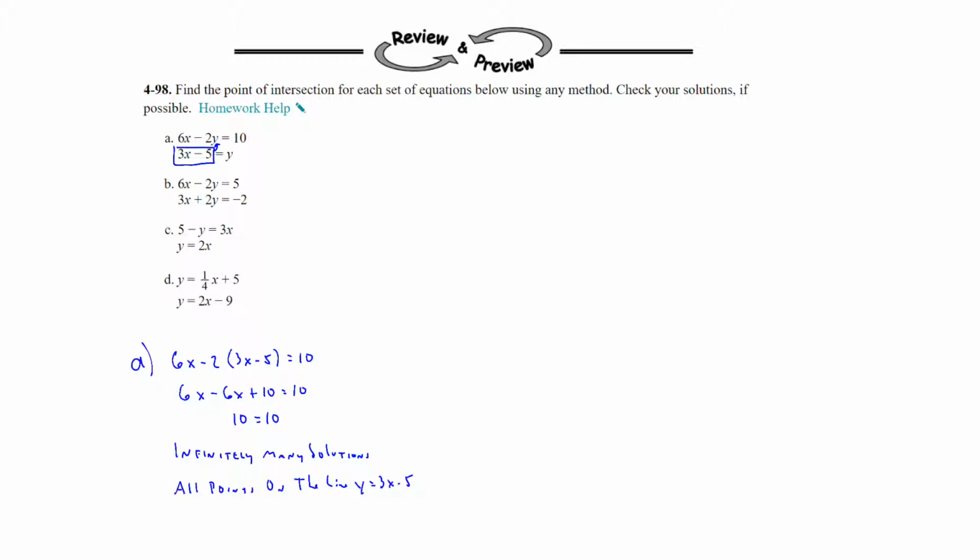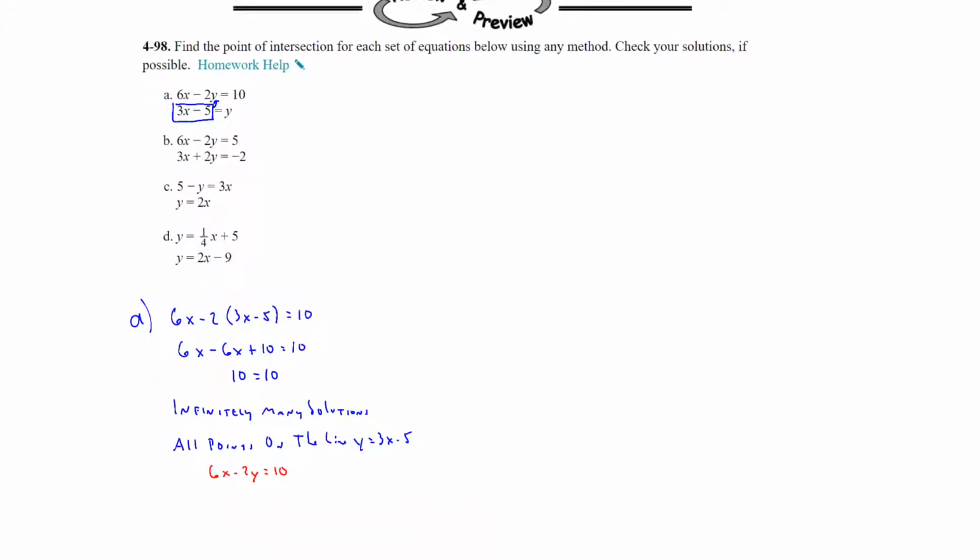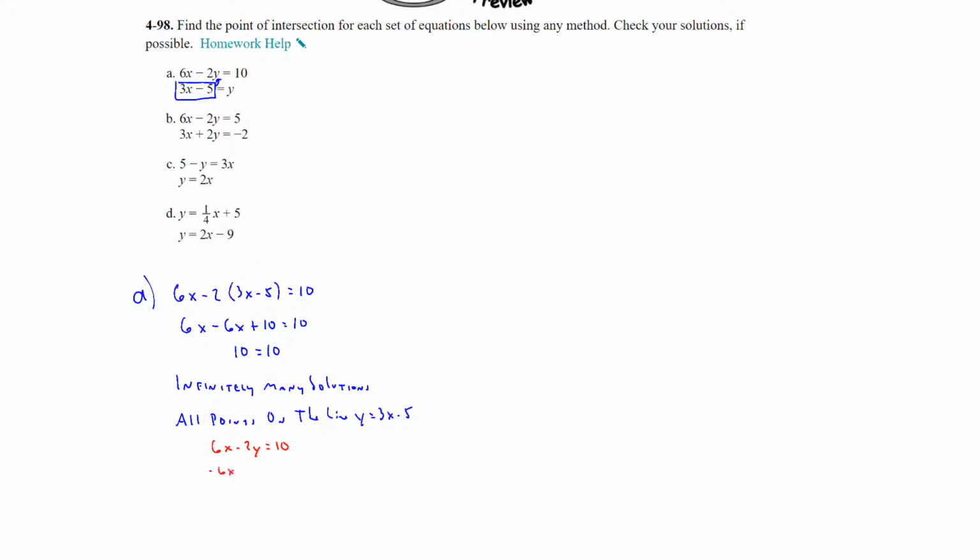If we want to prove this, because we can't plug anything in to check, if we write the first equation in slope-intercept form, it should be exactly the same as the second equation. So let's go ahead and do that. 6x minus 2y equals 10. Subtract 6x. We get negative 2y equals negative 6x plus 10. Divide by negative 2. Y is equal to 3x minus 5, which is exactly the same equation as the second one. So that does make sense that they would have infinitely many solutions.